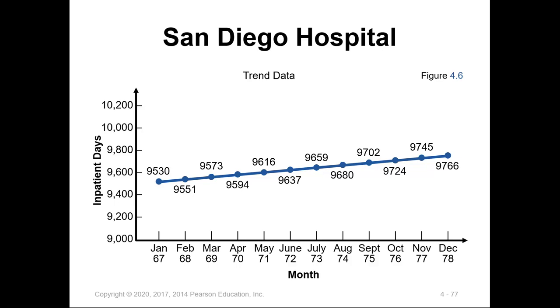So the patient days will equal 8,090 plus 21.5 multiplied by 67, and that will equal 9,530. Completing the calculations for the rest of the months, we get the trend line shown here, and you can see that we have 9,530, 9,551, 9,573, 9,594, 9,616, and so on.